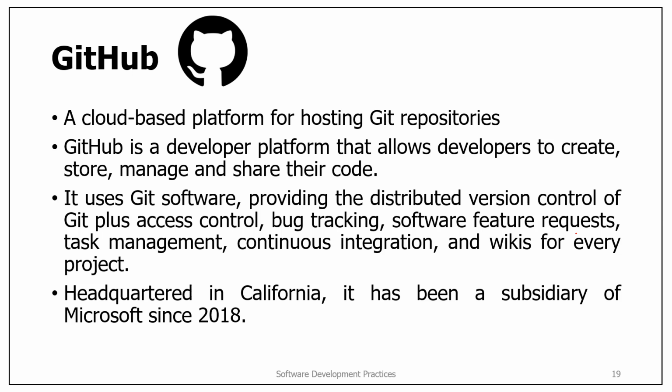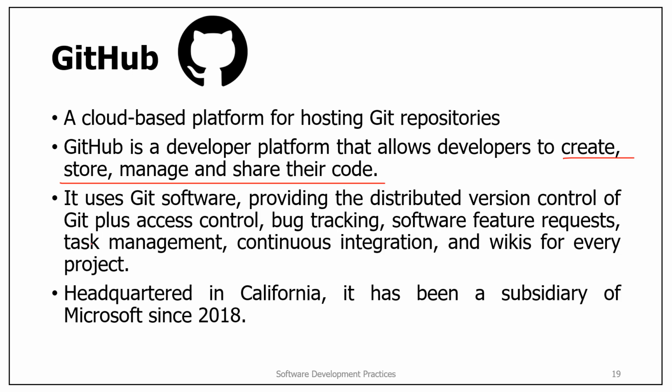And next, GitHub. What is meant by GitHub? GitHub is a cloud-based platform for hosting Git repositories. In Git you will have the repositories and the files, and if we need to send them to a cloud-based platform, you can use GitHub. This is a developer platform that allows developers to create, store, manage and share their code.